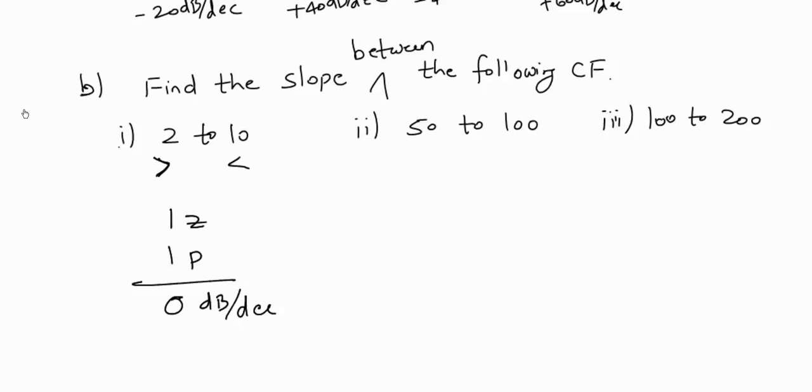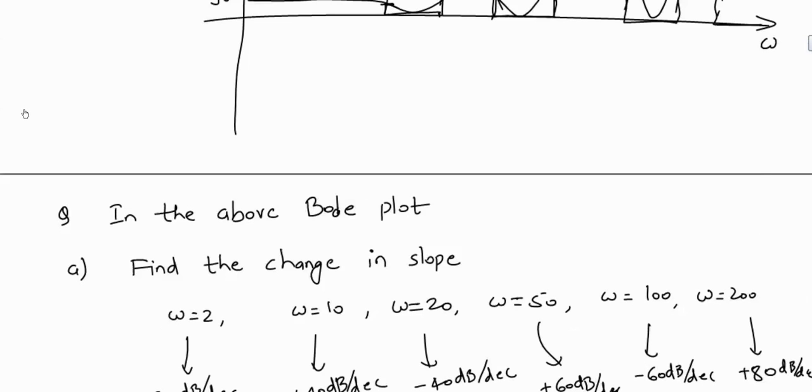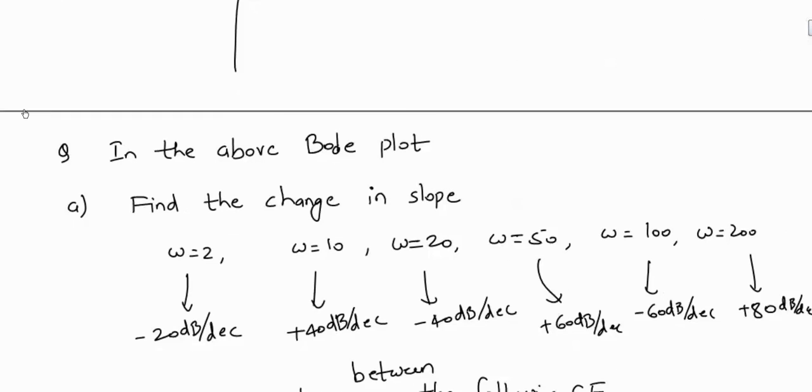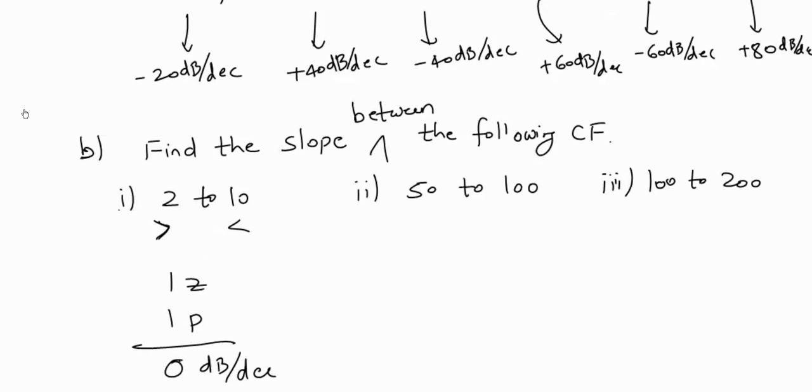Now you observe the Bode plot between 2 and 10. The slope is 0 dB per decade, so our answer is correct. Now let us find the slope between 50 and 100. While calculating this, you will find the number of poles and zeros up to 100, excluding 100, so less than 100.